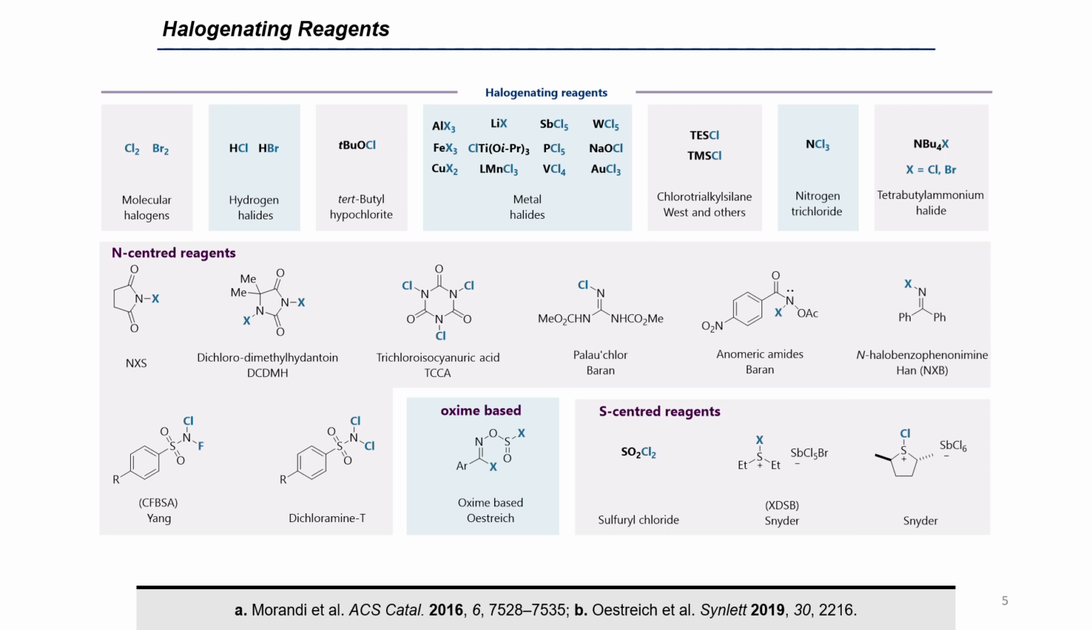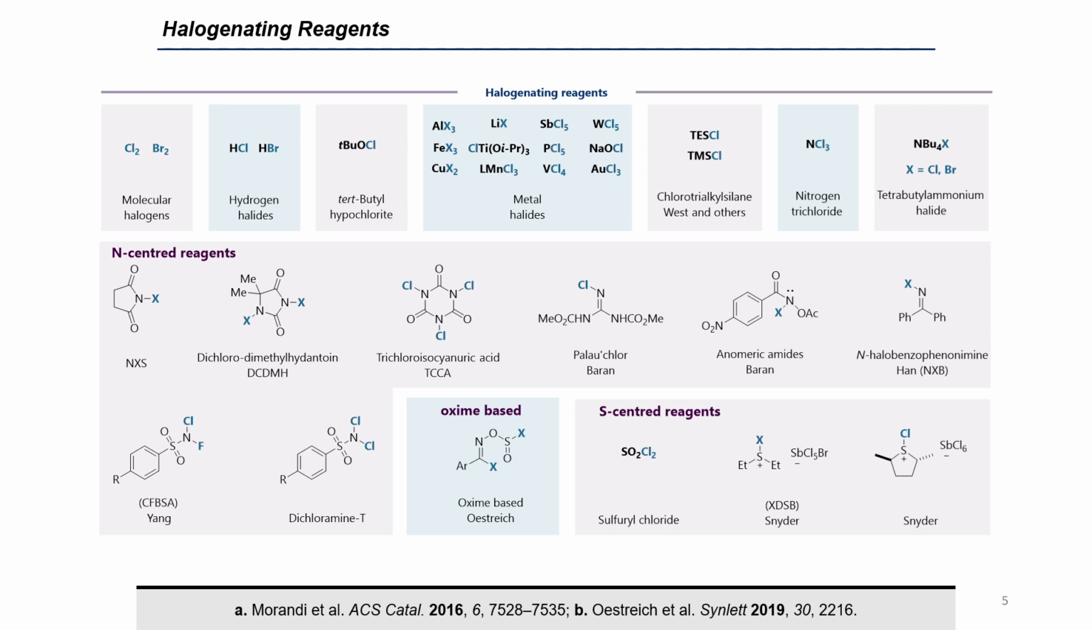They can do multiple jobs to functionalize different types of hydrocarbons. While they have excellent applications, they lack selectivity, they have oxidizing properties, and they are very difficult to handle. That's why people have developed a series of halogenating reagents such as hydrogen halides, hypochlorites, and metal halides, for example.